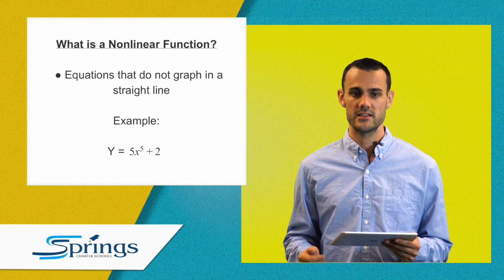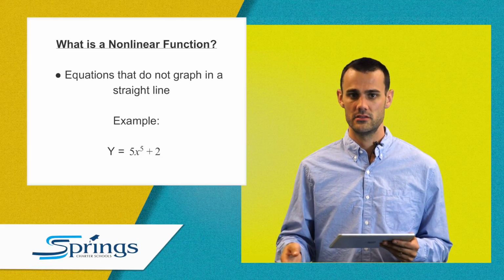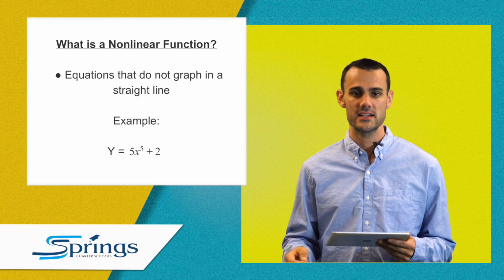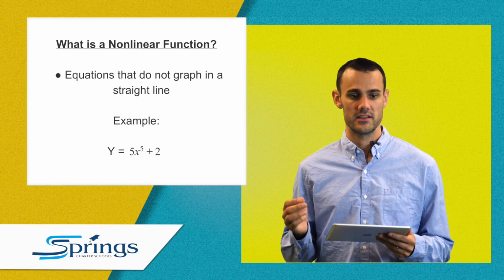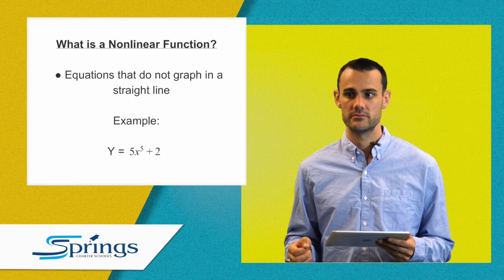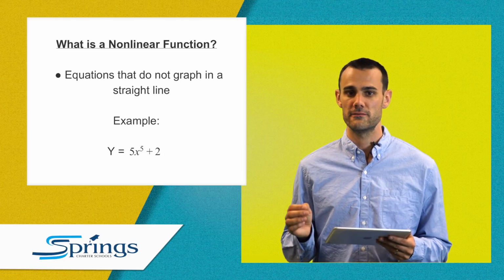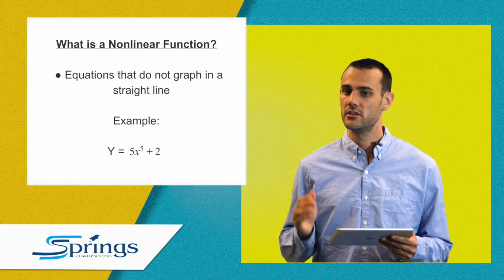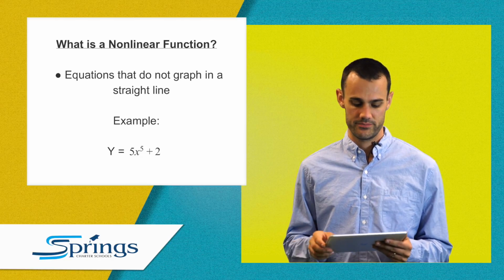Here's an example: y = 5x^5 + 2. Now, we cannot have exponents in this form because that makes it a nonlinear function. Remember, a linear function is always in the form y = mx + b. There's never ever going to be an exponent in it.